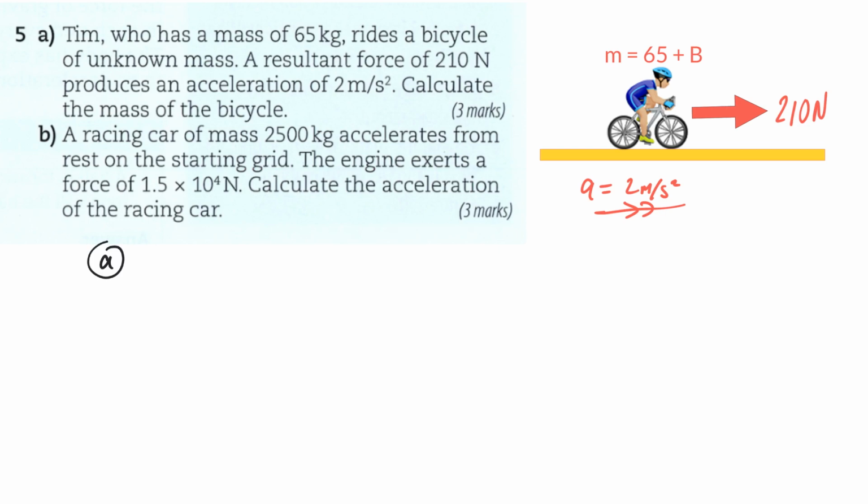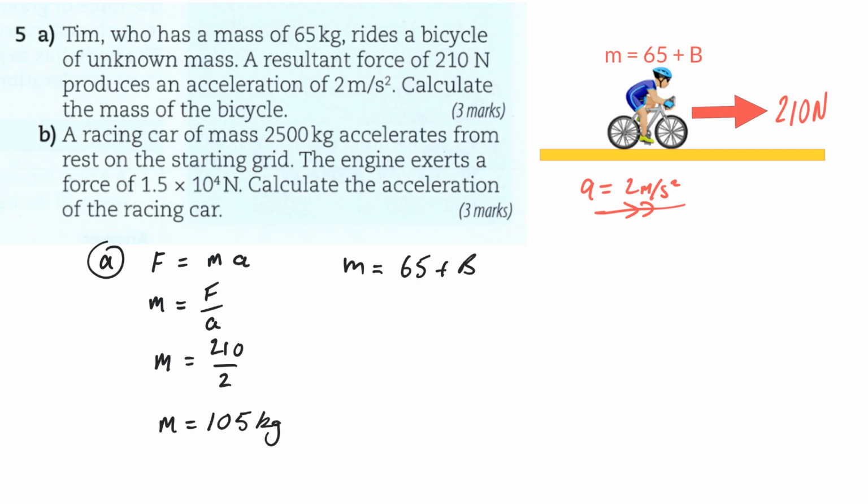So this is obviously Newton's second law, F equals ma. So m is going to be F over a. And filling that in, we get 210 on the top line and 2 on the bottom line. And that means that the total mass is going to be 105 kilograms. And now we just remind ourselves of the fact that m is 65 plus b, which is the mass of the bike, which means that 105 equals 65 plus b. So b is going to be 105 minus 65, and the mass of the bike turns out to be a rather heavy 40 kilograms.